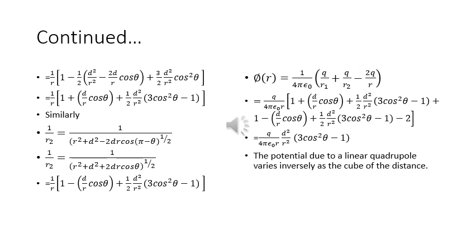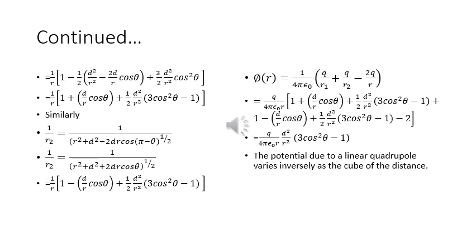Similarly, 1 upon r2 is equal to 1 upon (r square plus d square minus 2dr cos (pi minus theta)) raised to the power half, which is 1 upon r2, 1 upon (r square plus d square plus 2dr cos theta) raised to the power half. As before, if we turn this into a binomial expansion, we will get 1 upon r (1 minus d by r cos theta plus half d square by r square (3 cos square theta minus 1)), raised to the power minus half.